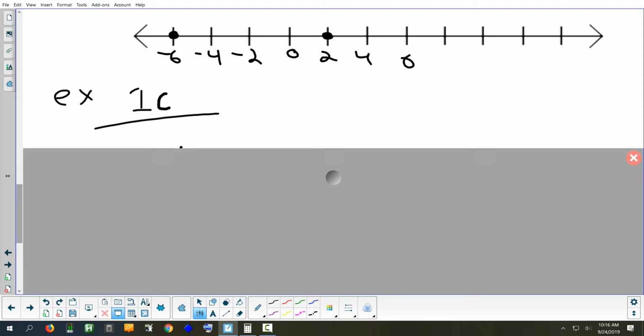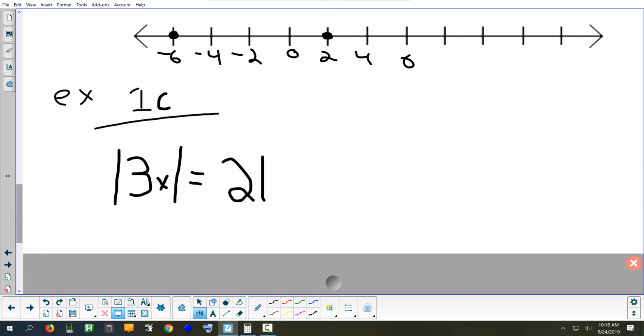All right. So 1C, I'm going to give you guys a couple minutes. It's actually a simple one to try on your own. Okay. Absolute value of 3x equals 21. So take maybe a minute or two. And the directions are solve and graph.